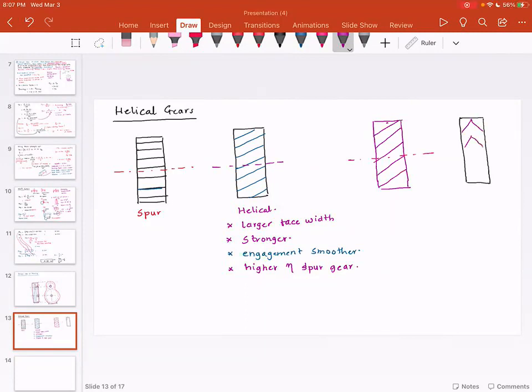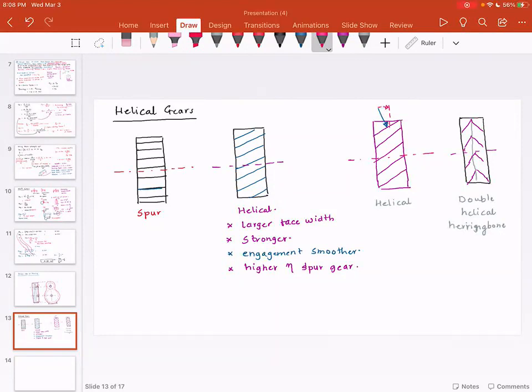So you could have helix on both sides. This is the helical gear, this is double helical, or herringbone. Now what happens in the helical gear, I just want to show you that the force that is transmitted is in this direction. What that means is this force that is transmitted along the normal direction has a component along the radial direction and another component along the axial direction.